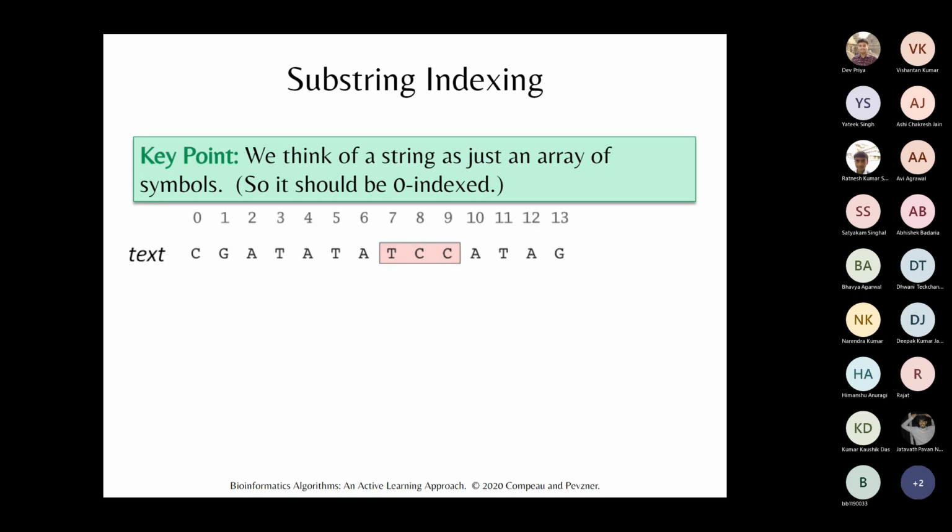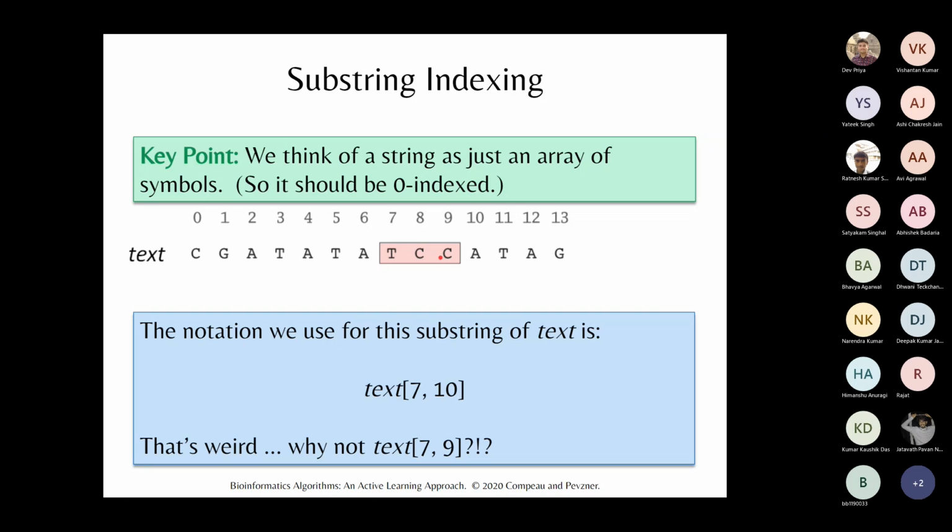Right. Now, if you have a text that I was showing you earlier, this can be thought of as an array of letters, right? An array of symbols, where each symbol corresponds to a specific element in the array. So now if I were to represent this specific 3-mer or 3-letter substring TCC, I can actually represent it in the notation of text 7, 10.